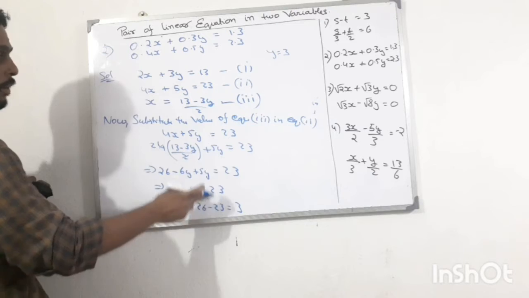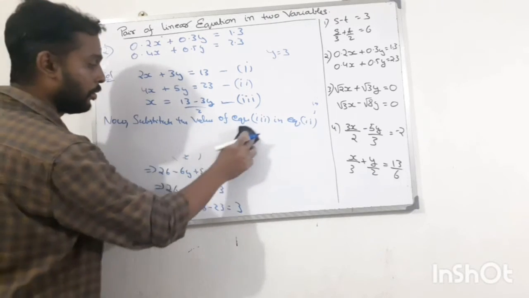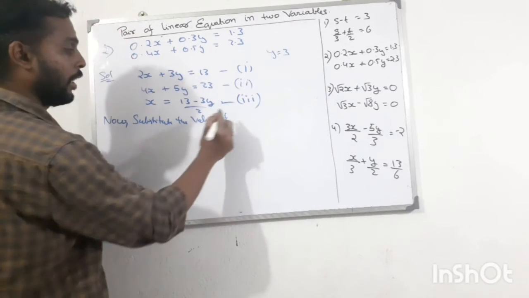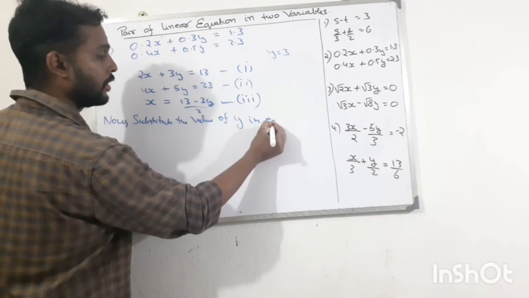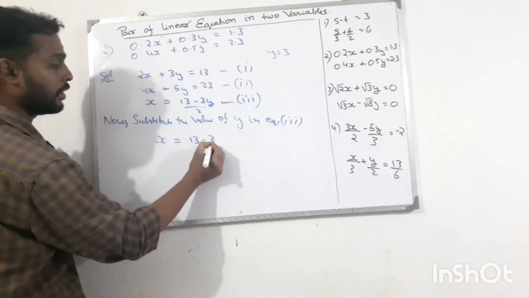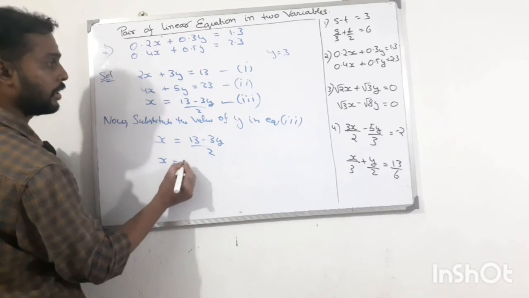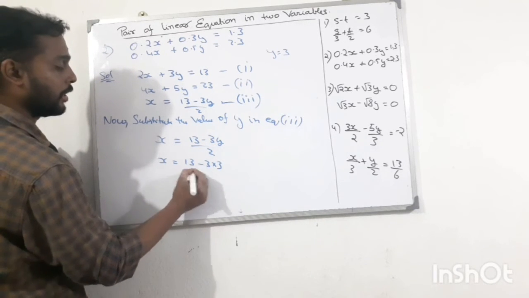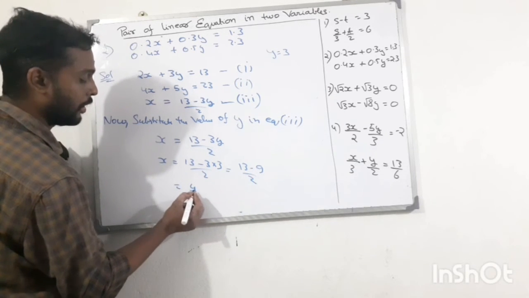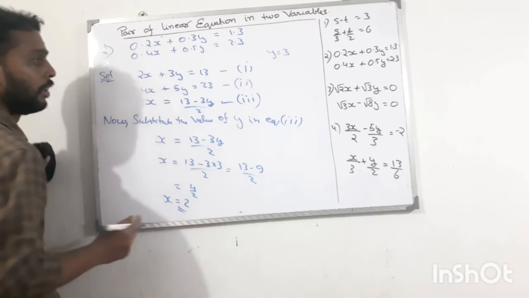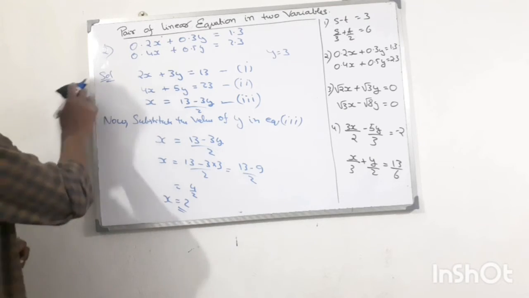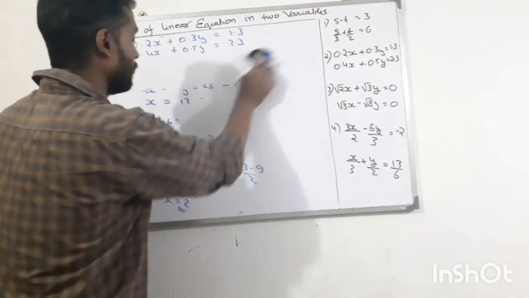Now putting this y value in equation 3. So what do we have to do? Now substituting the value of y in equation 3. So what is equation 3? x is equal to 13 minus 3y divided by 2. So x is equal to 13 minus 3 into 3 divided by 2, which is equal to 13 minus 9 divided by 2, which is equal to 4 divided by 2. So x is equal to 2. So like this way we get the answer of the second question also. So quickly moving to the third question. So what is our third question?